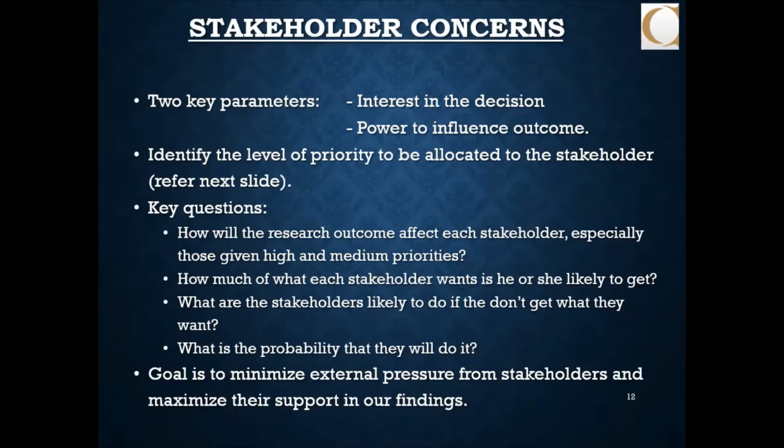So the questions are: how will the research outcome affect each stakeholder, especially those given high and medium priorities? How much of what each stakeholder wants is he or she likely to get? What are the stakeholders likely to do if they don't get what they want? And what is the probability that they will do it? So goals to minimize external pressure from stakeholders and maximize their support in their findings.